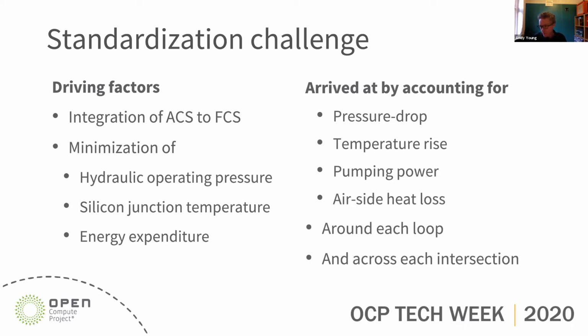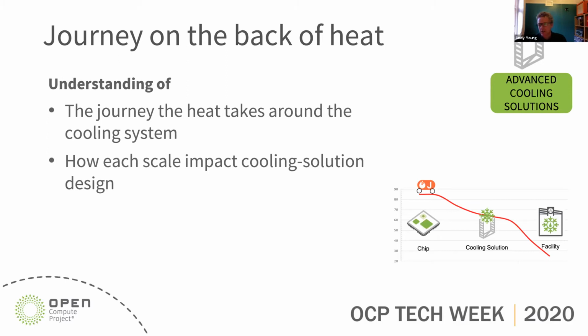How that is arrived at, in my view, is really from understanding things at a fairly granular level, thus the micro focus that we're taking here, where we account for and accumulate the pressure drop and the temperature rise, the power penalty for pumping and fans, and the air side losses that need to be handled as a burden to the parallel air cooling system. So this needs to be accumulated in each loop and across each intersection of the system, wherever we find it. So really, we're going to take a bit of a whistle-stop tour through the system now that we've got some orientation and understand the journey that the heat takes at each of the steps.